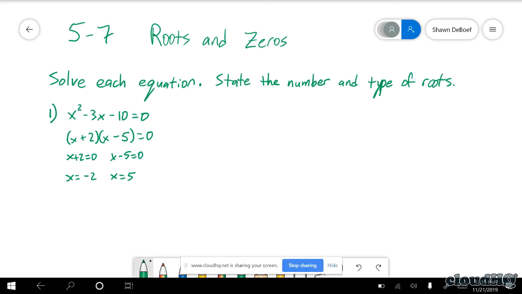So those are our solutions, but the instructions also state the number and type of roots. So we had 2 answers there, so there's 2 roots. And really, all we need to do is specify real versus imaginary. So we see that they're both real. So to answer that second part of the question, I would say there are 2 real roots.